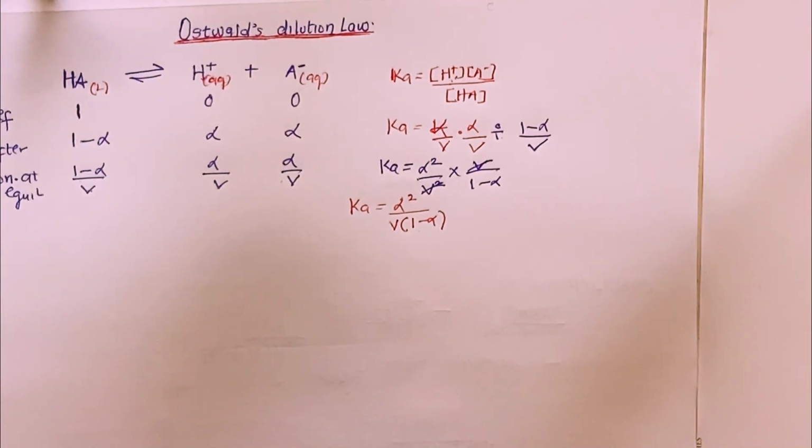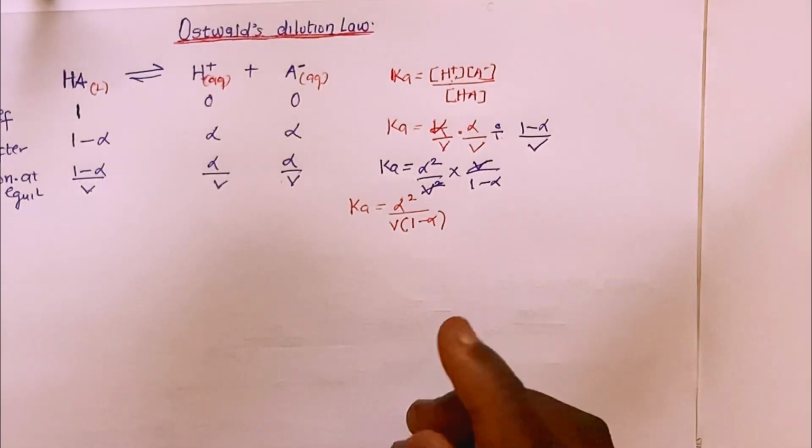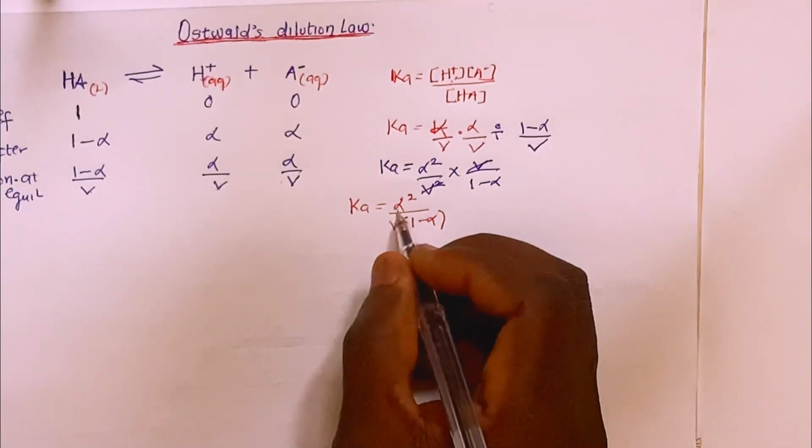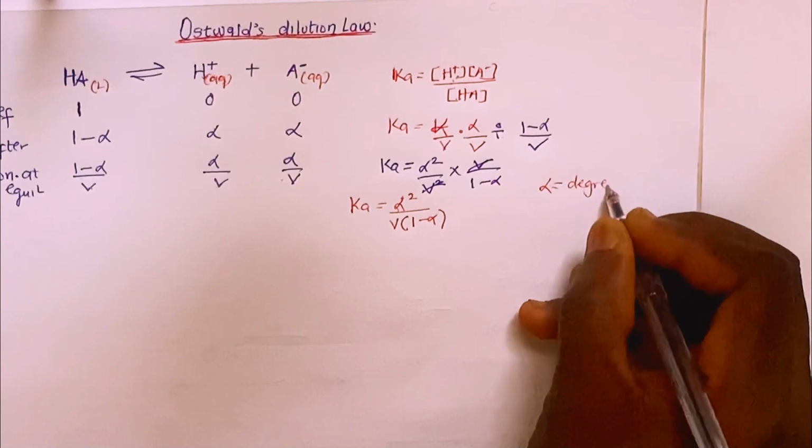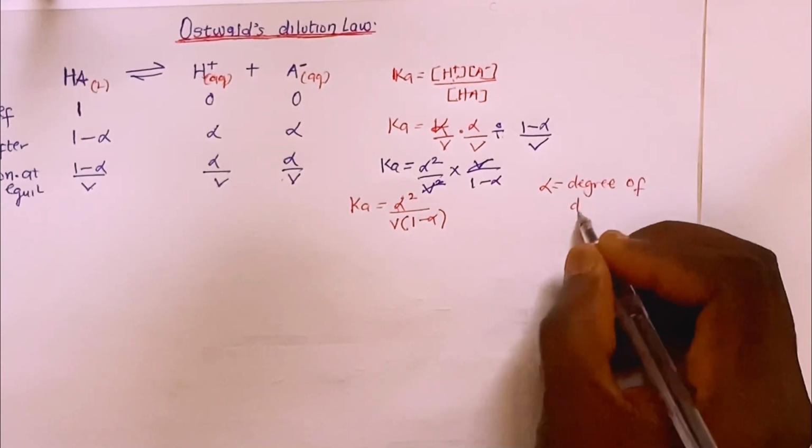What Ostwald actually did is that he tried to find the relationship of the weak electrolyte to a constant degree of dissociation. That is, at constant temperature, the degree of dissociation of the weak electrolyte is proportional to the root of its dilution. So here I'm going to make alpha, which is the degree of dissociation.